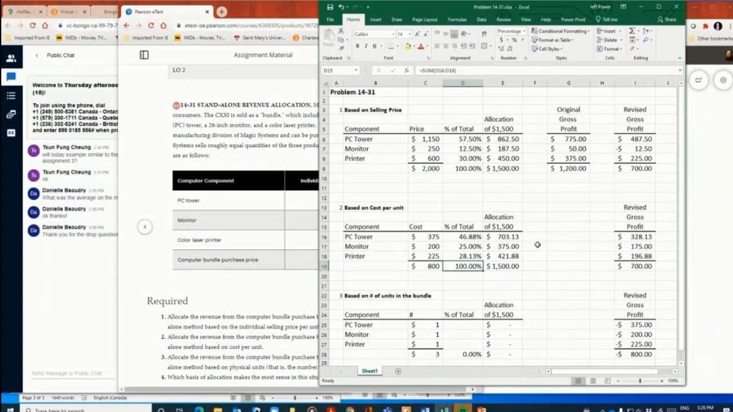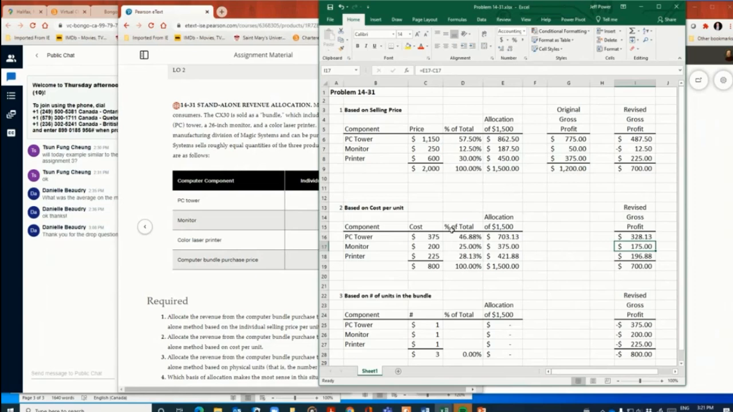And all of a sudden, if I'm the monitor division manager, I'm saying, cool, let's go with this approach, right? Because originally I was making $50 on each. The first idea made me lose $12.50. Now I'm making $175 on each. Let's go with this bundling approach. I love it, right? So again, it's arbitrary. It's going to affect people's behaviors, the way they think, if their performance evaluation is based on these numbers.